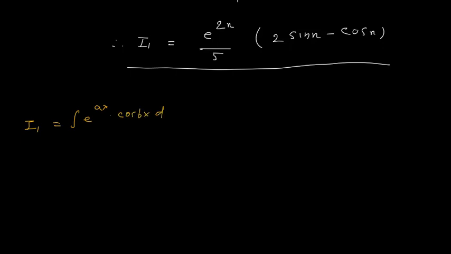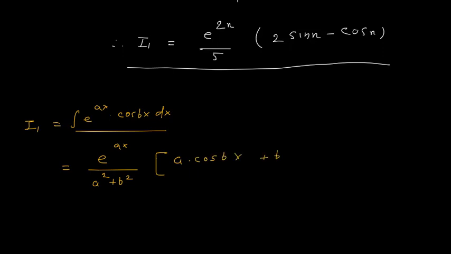If the integration is of this type, then its value will be e power ax divided by, in the denominator you will write a square plus b square, in brackets you will write a into cos bx plus b into sin bx. So see, a is what? This is e power ax, and b is what? This is cos bx. So this is your solution.